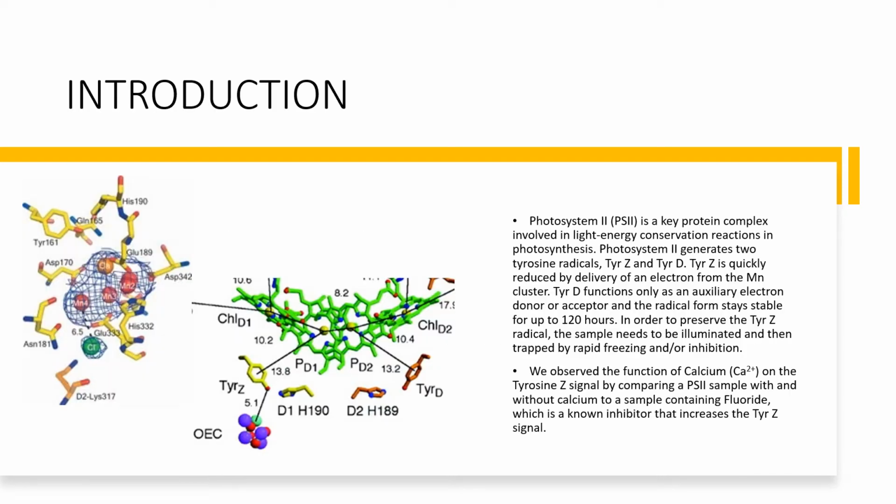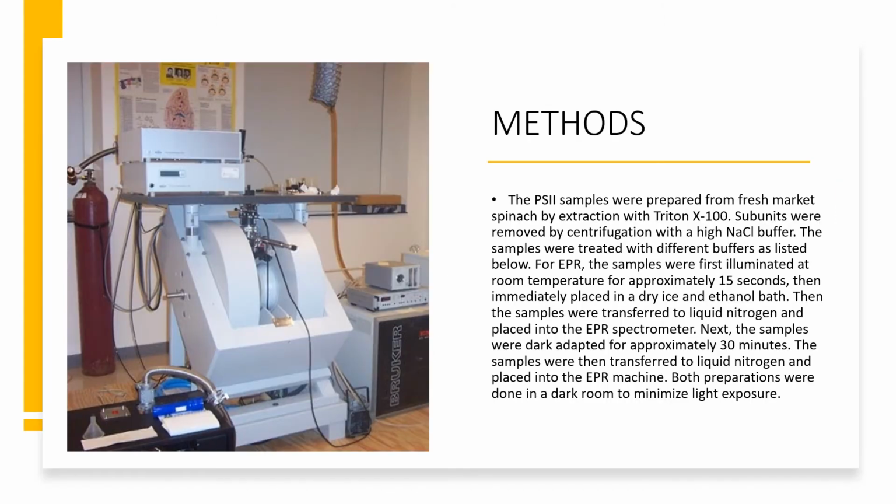It shows the electron transfer site. Tyrosine Z is in line for electron transfer, while tyrosine D is not. In this experiment, the Photosystem II samples were prepared from fresh market spinach by extraction with Triton X-100. The samples were prepared with different buffers to compare the effects on the tyrosine Z radical signal and on oxygen evolution. The picture shows an EPR spectrometer.